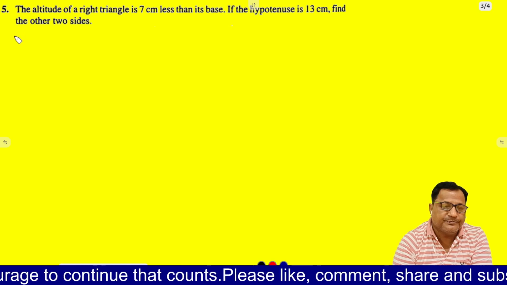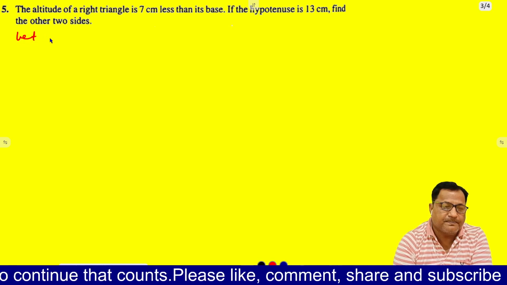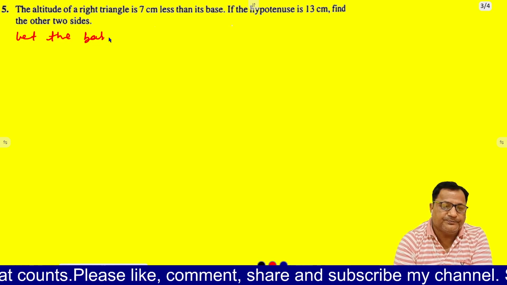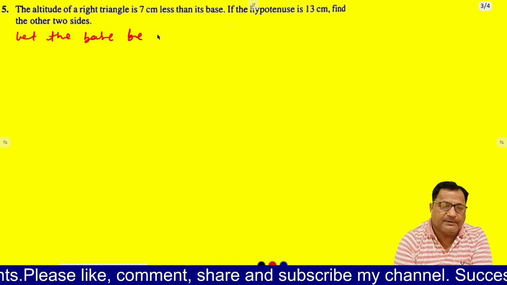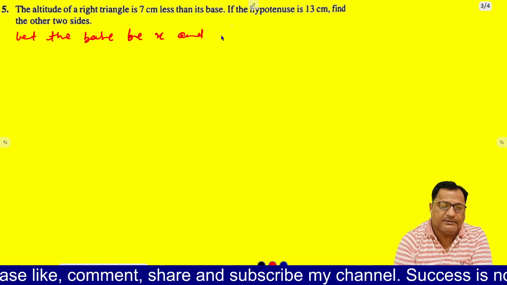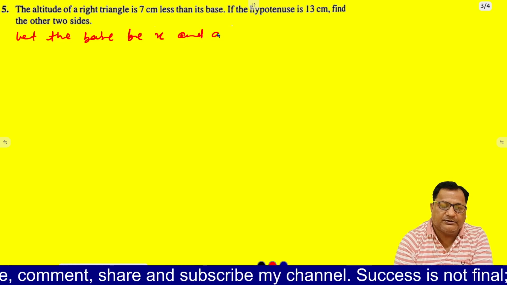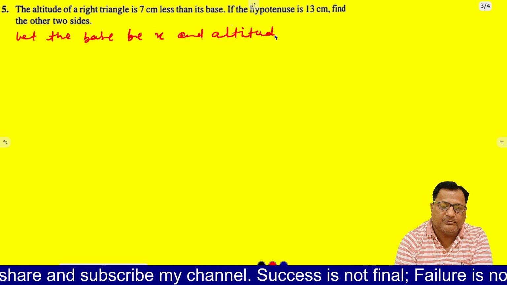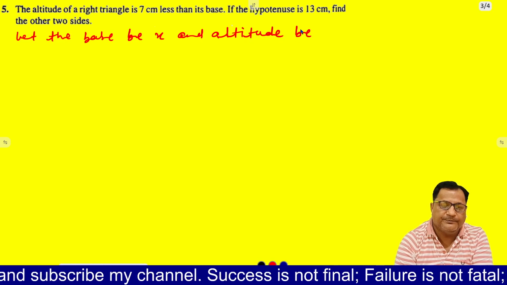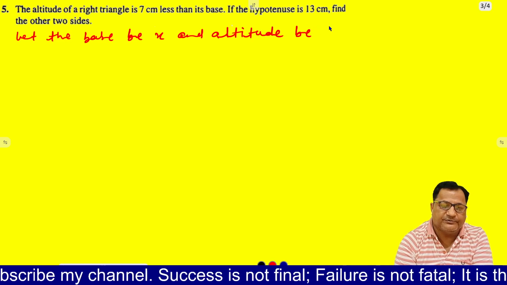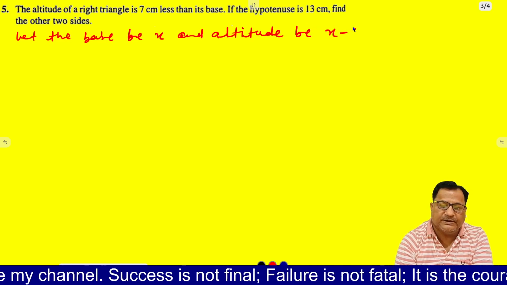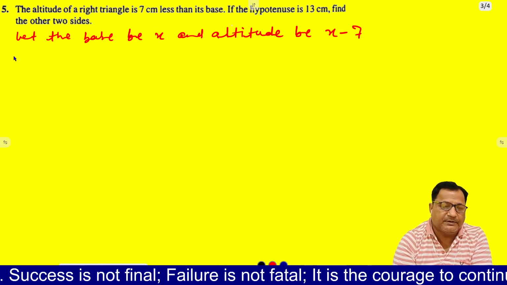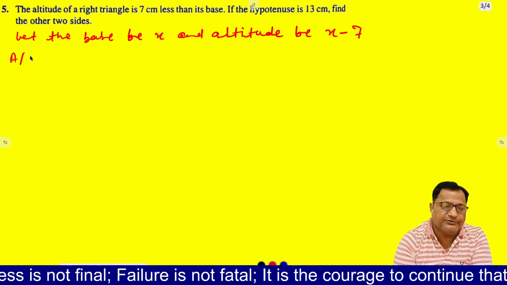So let the base be x and altitude be 7 less, means x minus 7, according to the question.